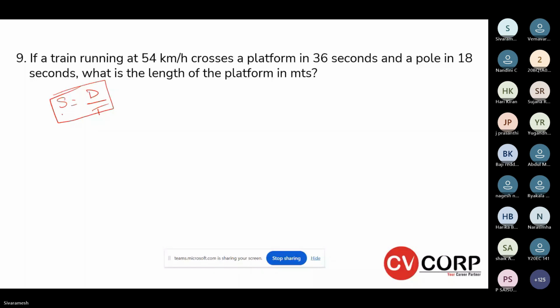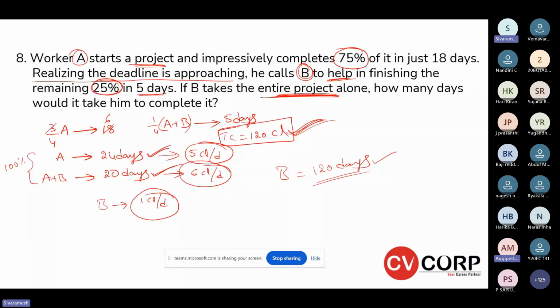Sir, can you explain the previous question once again? The previous eighth question? Yes, sir, the eighth question. Entire question or any particular logic? Entire question, sir. Yeah, okay. Just a minute.